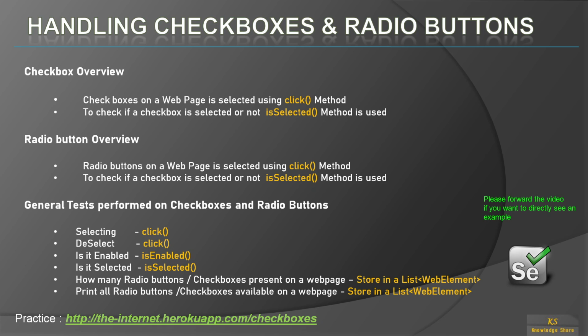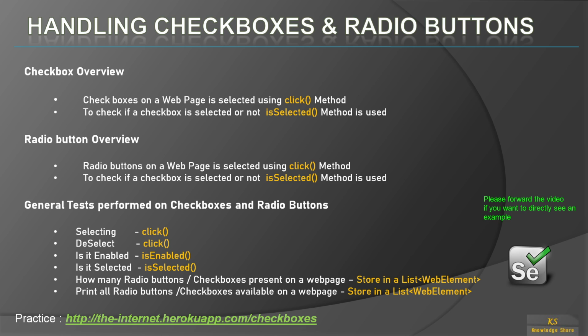In this session we are going to see how to handle checkboxes and radio buttons on web pages. This is a very easy concept, you just have to use the click operation to click a checkbox or a radio button. You can also check whether the radio button is selected or not by using the isSelected method, and you can use the isEnabled method to check whether it is enabled or not.